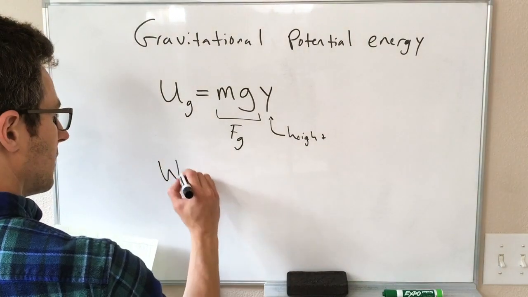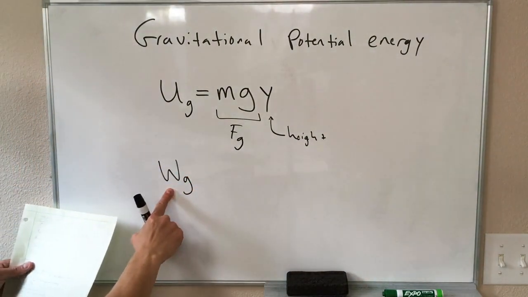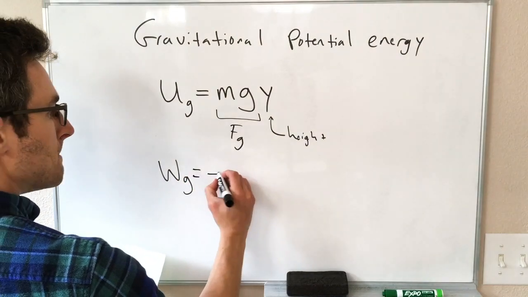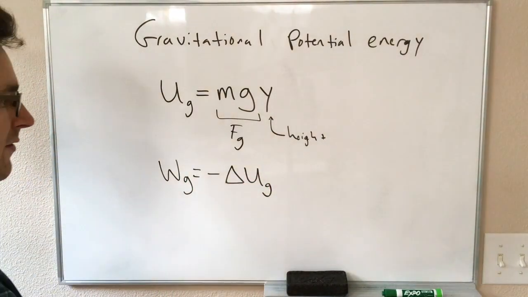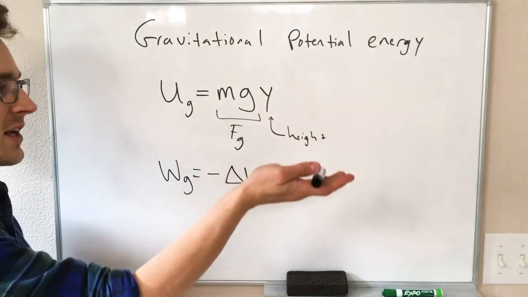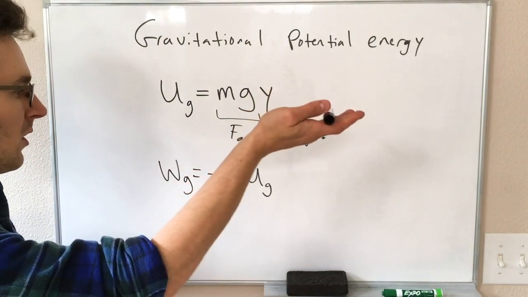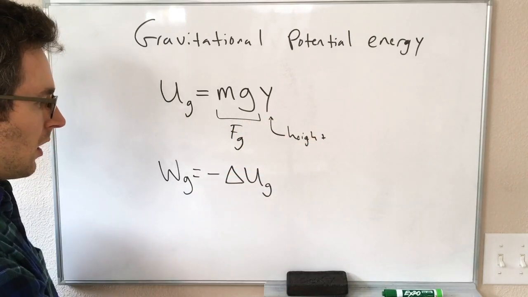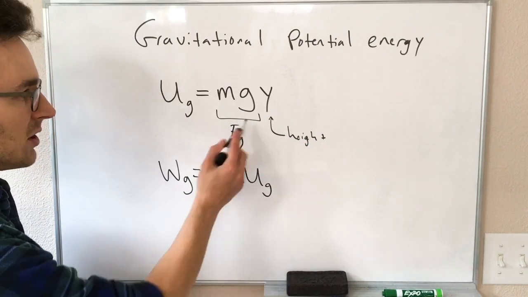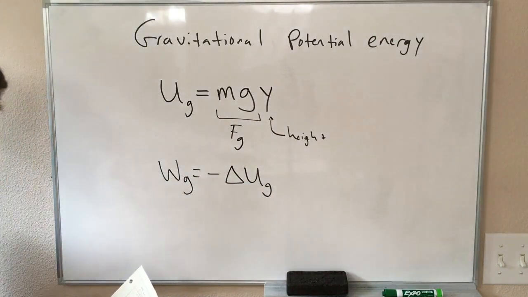The work done by gravity is equal to minus delta UG. So if gravity does negative work, that is an increase in potential energy. If gravity does positive work, the object moving down, that is a decrease in potential energy and a consequential decrease in height.